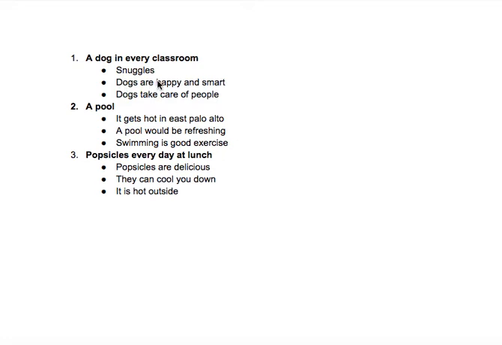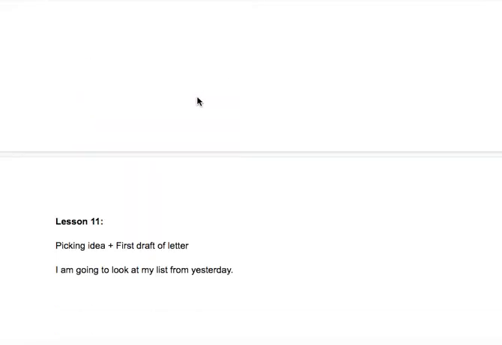Okay, so I used my transition words, and if you notice, I'm using all of my ideas, all of my reasons and examples as sentences. So I made a whole sentence about dogs giving snuggles and why that would be a great reason to have dogs in every classroom. I wrote a sentence about dogs being happy and smart. And I wrote a sentence about dogs taking care of people. Okay?